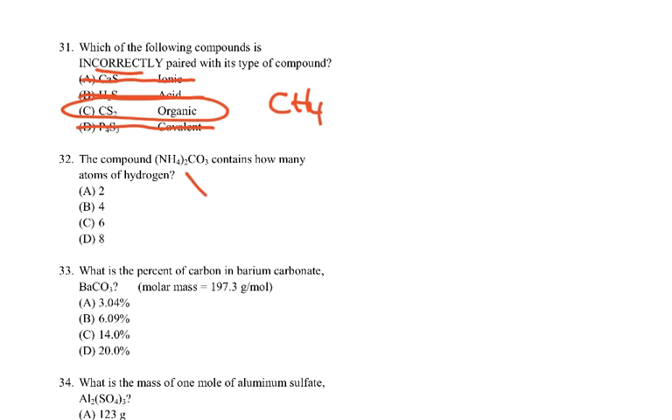This compound contains how many atoms of hydrogen? So this is just, can you read this formula? You say there are NH4, and there's another NH4, and there's a CO3, and these have charges. But we have 1, 2, 3, 4, 5, 6, 7, 8 atoms of hydrogen in that compound. Do you know what a formula means?